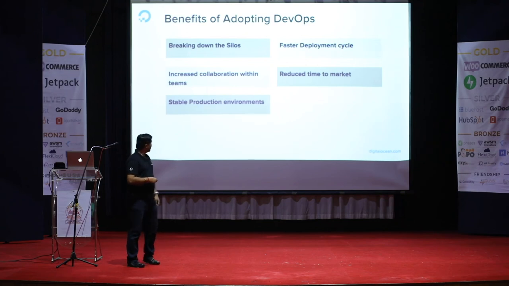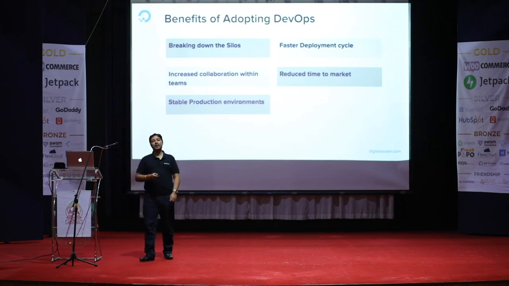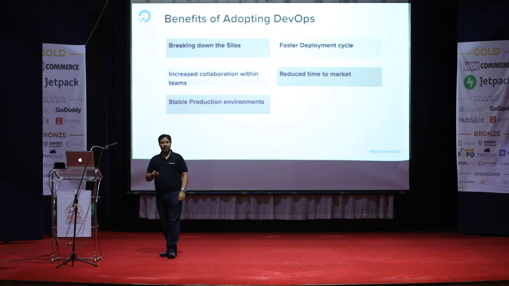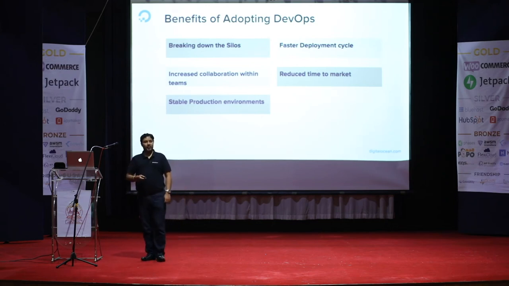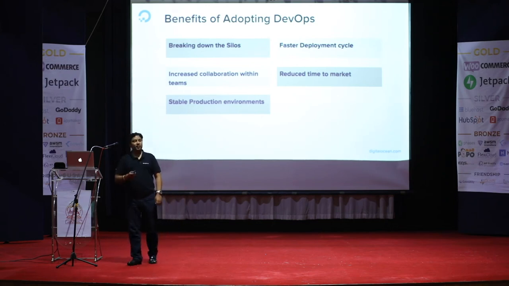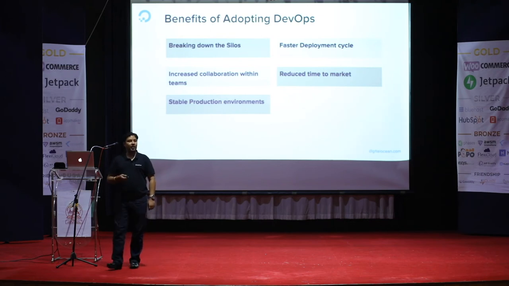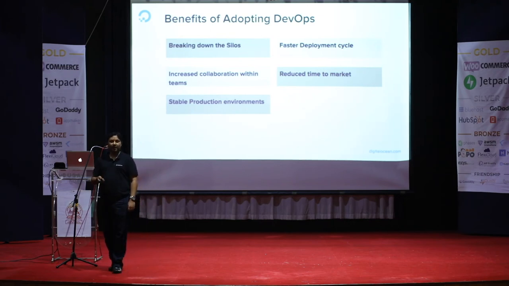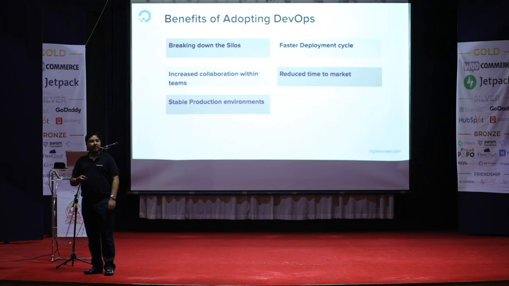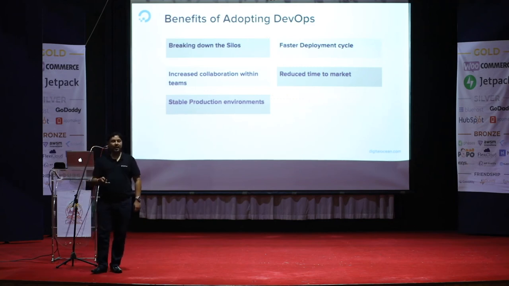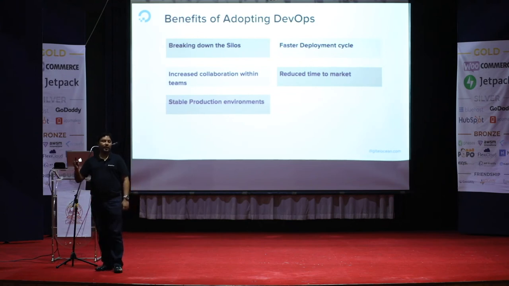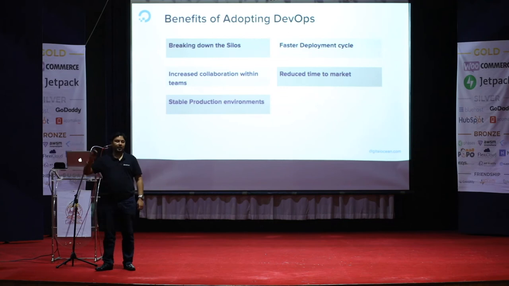Stable production environments: with the advent of monitoring tools and logging tools that we will look into, you are able to catch production issues much faster. There is an alerting mechanism which alerts you as soon as there is a break in the production environment. There is a PagerDuty alert, there is a Slack alert, and the teams who are responsible take corresponding action and fix it immediately.